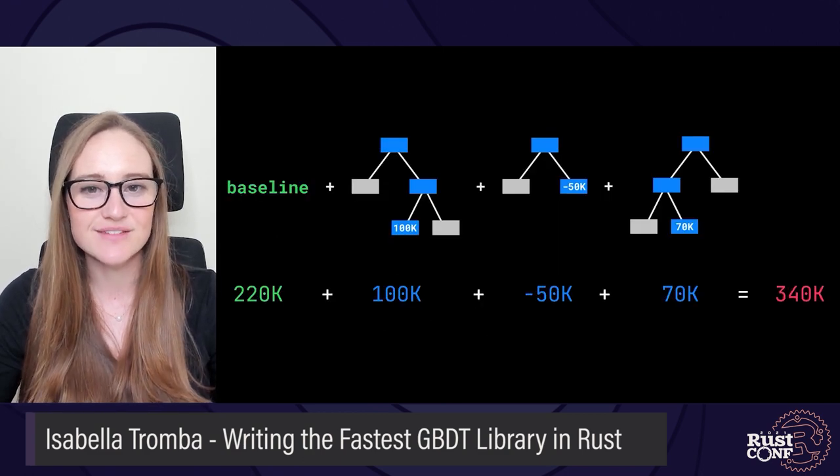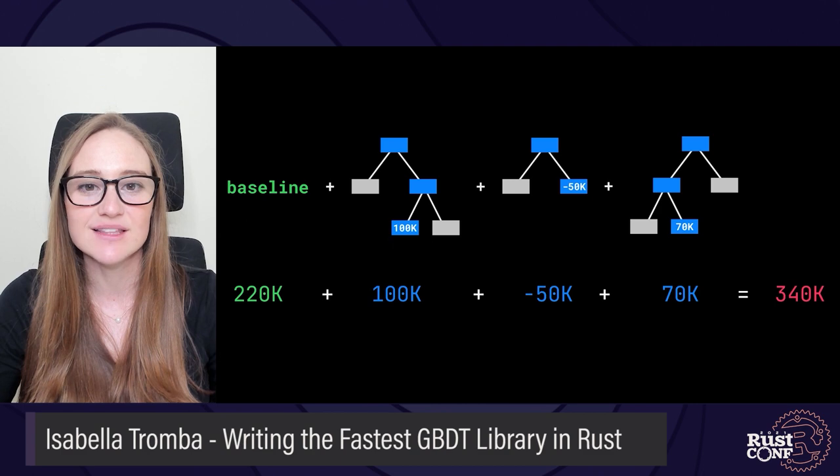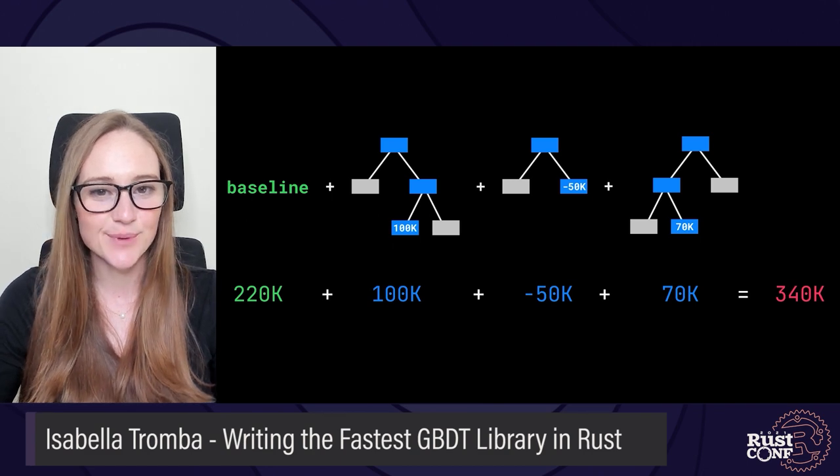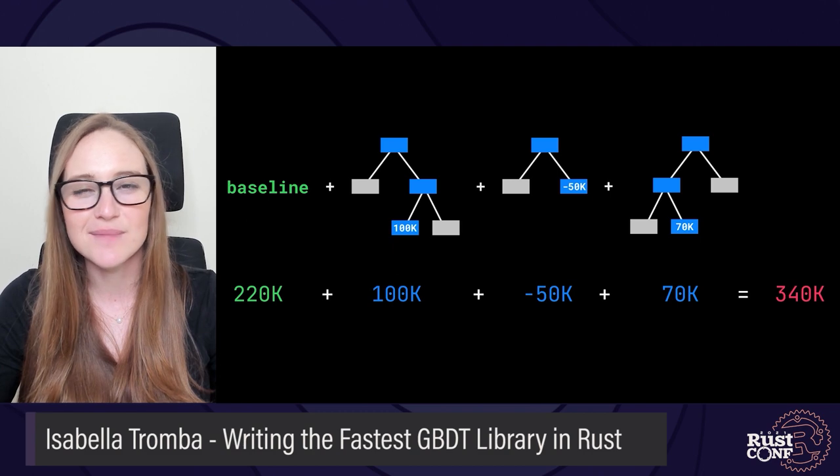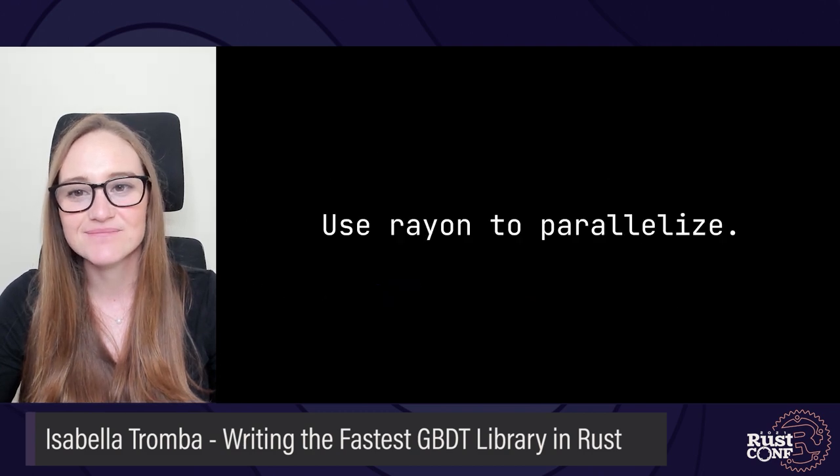A single decision tree isn't very good at making predictions on its own. So we train a bunch of trees, one at a time, where each tree predicts the error in the sum of the outputs of the trees before it. This is called gradient boosting over decision trees. In this example, the prediction is 340,000. Now let's talk about how we made our implementation fast.